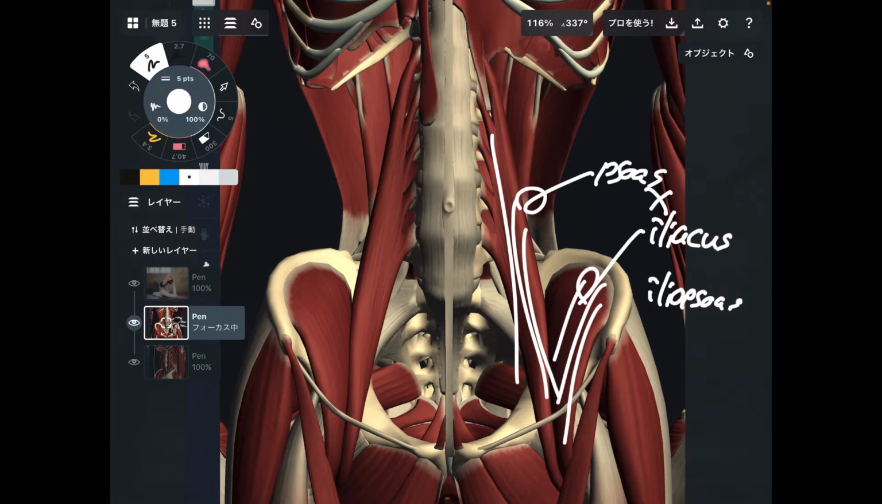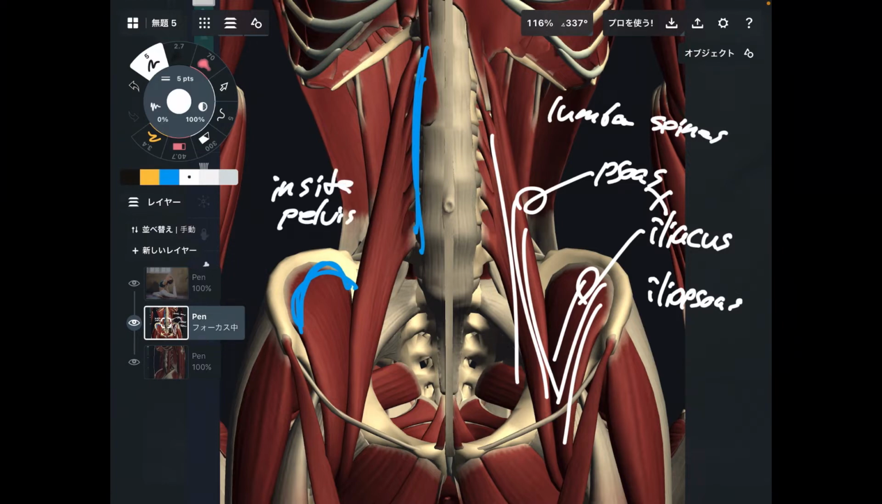Before I talk why these muscles are important, let me explain basic anatomy. Origin of psoas. Origin means where that attaches. Psoas originates from lumbar spines. Okay? And iliacus originates from inside part of ilium. Let's say inside pelvis. Okay, then it attaches to femur. That means these muscles move hip joint. Okay, basic function is hip flexion.